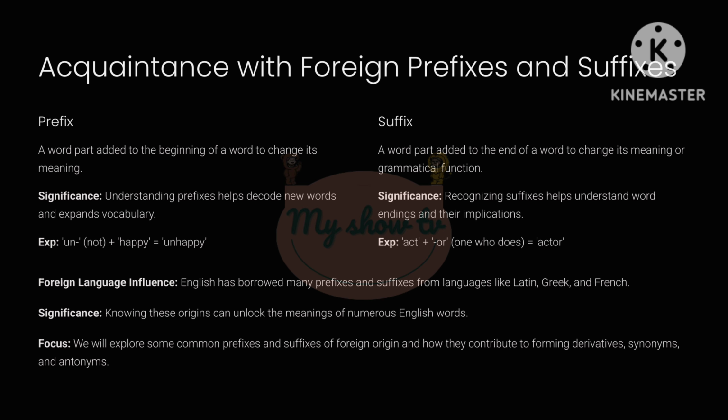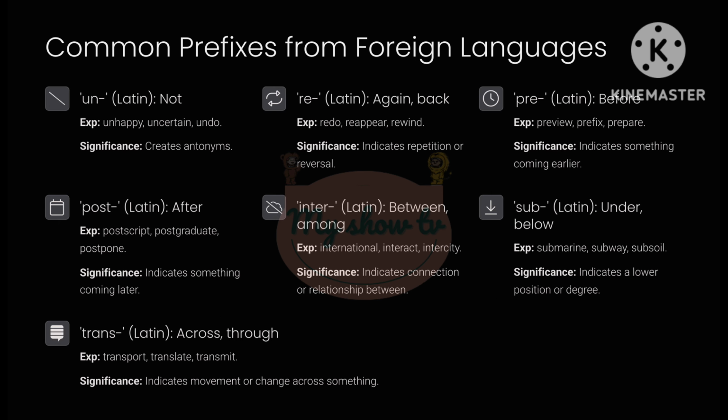In the following slides, we will focus on some of the most common prefixes and suffixes that English has adopted from these foreign languages. We'll see how they contribute to forming derivatives, new words created from a base word by adding prefixes or suffixes, synonyms, words with similar meanings, and antonyms, words with opposite meanings. Slide 2. Common prefixes from foreign languages.